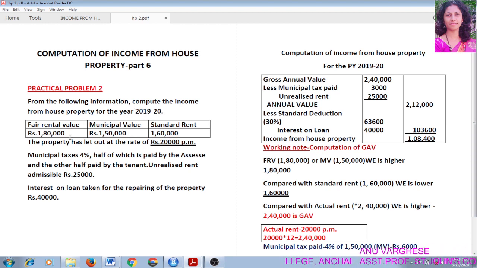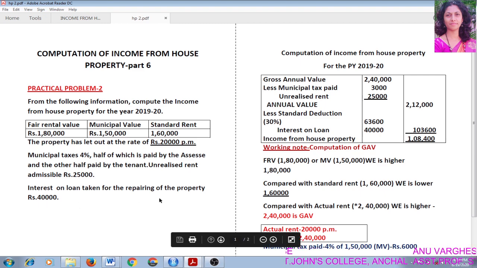Fair rental value rupees 1,80,000, municipal value rupees 1,50,000, standard rent rupees 1,60,000. The property has been let out at the rate of rupees 20,000 per month. Municipal taxes 4%, half of which is paid by the assessee and the other half paid by the tenant. Unrealized rent admissible rupees 25,000. Interest on loan taken for repairing the property rupees 40,000.